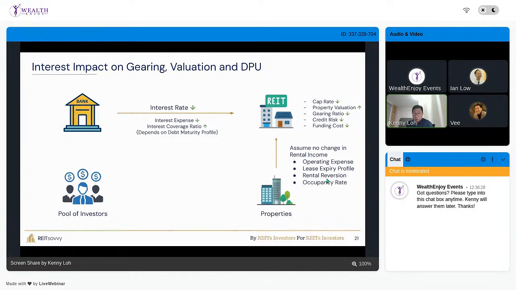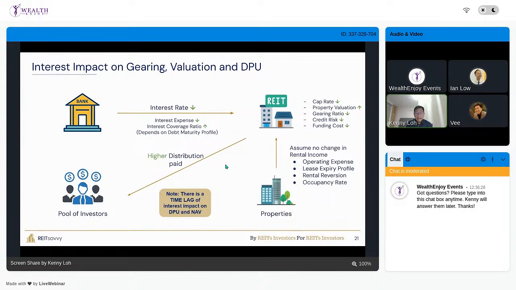I assume there's no change in the rental income, operating expense, lease expiry profile, rental reversion, and occupancy rate, which remain status quo. So all in all, if the interest rate comes down, that will help the REIT have a higher distribution because the funding cost will come down, and the interest cover ratio will improve. The risk of the REIT will be reduced. That will give higher confidence for institutions or fund managers to rotate their money back into the REIT sector itself.